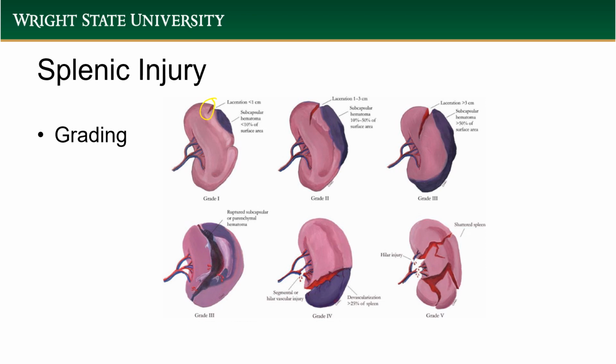Again, you have a laceration less than 1 centimeter or subcapsular hematoma less than 10% for grade 1. Grade 2, I think of as laceration of 2 centimeters. It's really 1 to 3. 2 is right in the middle, and it's grade 2. And then you have subcapsular hematoma of, again, in my head, 20% for grade 2, but it's really 10 to 50% for your hematoma. For grade 3, the laceration is greater than 3 centimeters, and then subcapsular hematoma greater than 50%, just because it's more than grade 2. And then you also can have, in grade 3, a ruptured subcapsular or parenchymal hematoma. Grade 4 is typically where you get segmental hilar injury or devascularization of more than 25% of the spleen. And then grade 5 is your shattered spleen.